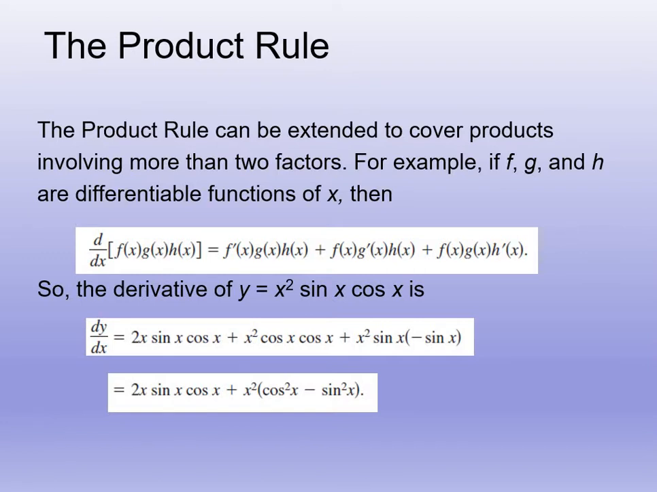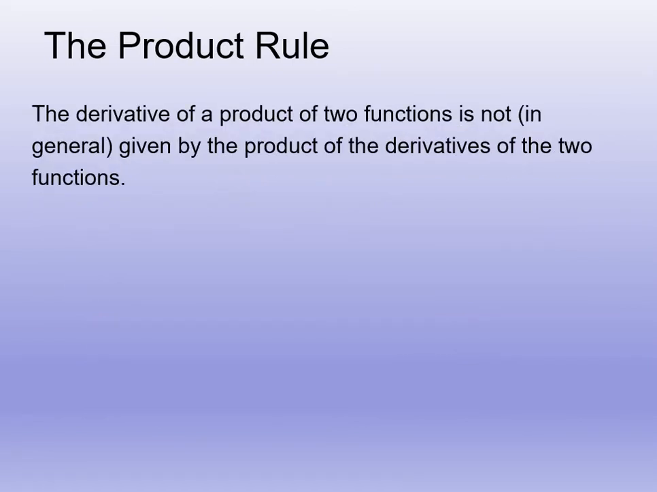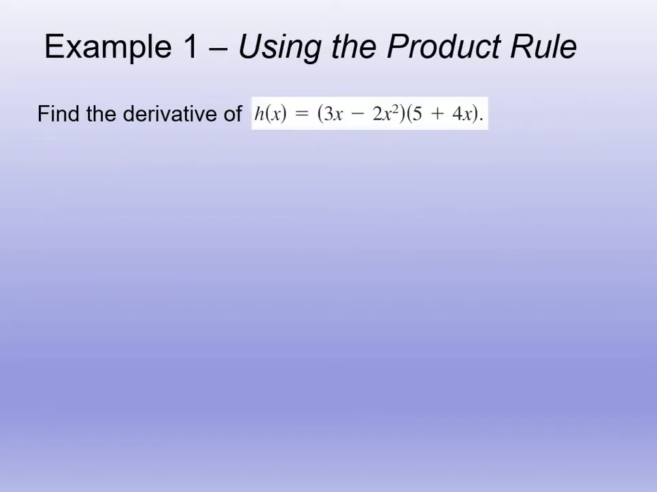Okay, and then we combine all the like terms, so we end up with 2x sine x cosine x plus x squared times the quantity cosine squared x minus sine squared x. Be careful, that doesn't reduce to 1, because it's cosine squared plus sine squared that reduces to 1, not that scenario. So the derivative of a product of two functions is not given by the product of the derivatives of the two functions. You must understand that you must use the product rule. It doesn't mean to find the products and take the two derivatives and multiply.